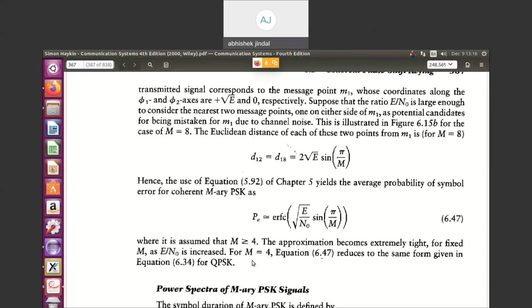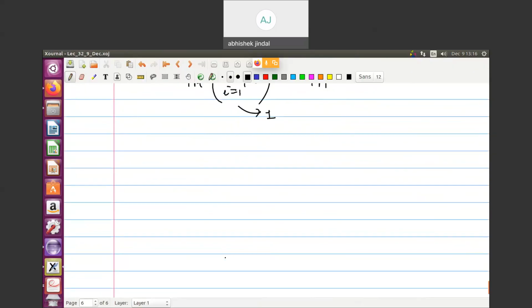So now the last topic which is remaining is that of bandwidth efficiency, or power spectra. Basically, power spectra is, I would say, the last topic which remains. So this is the power spectra of BPSK, QPSK, and MPSK. I will record another video and will upload it.